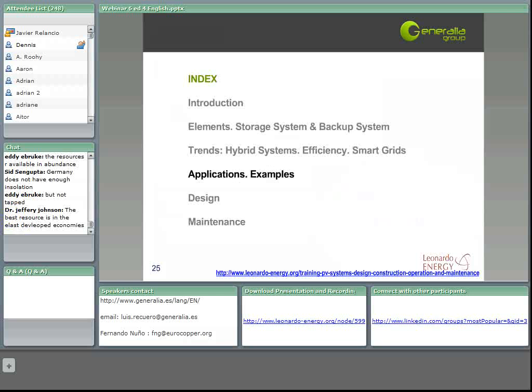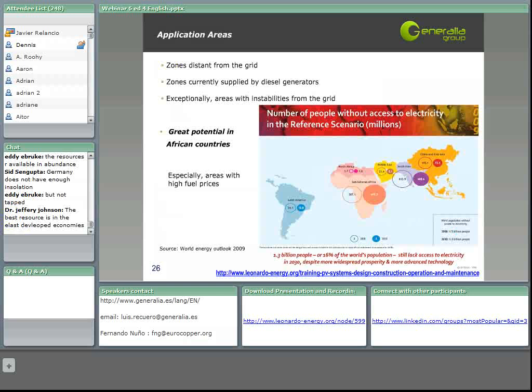So we get to the chapter of the examples of applications for this type of solutions. About the application areas for this type of systems, we have to know that normally there are zones which are distant from the grid or zones which are currently being supplied by diesel generators. We can find a great potential for this type of system in the African countries, especially in those areas where the price of the fuel is high.